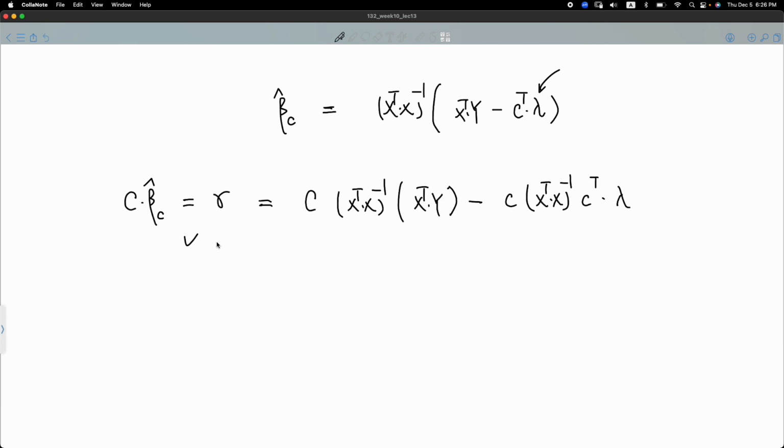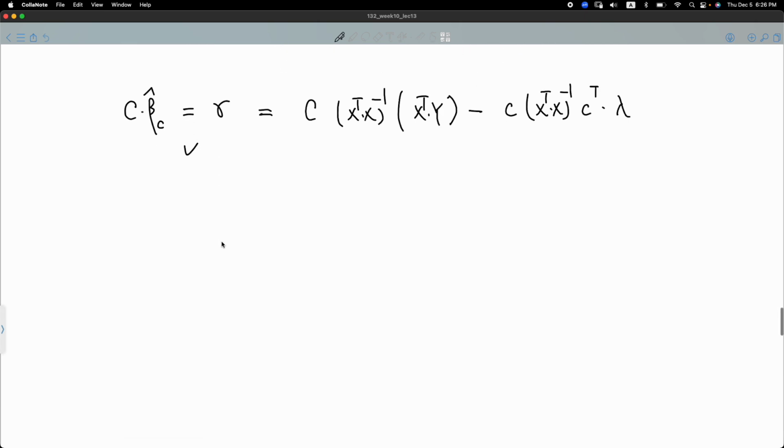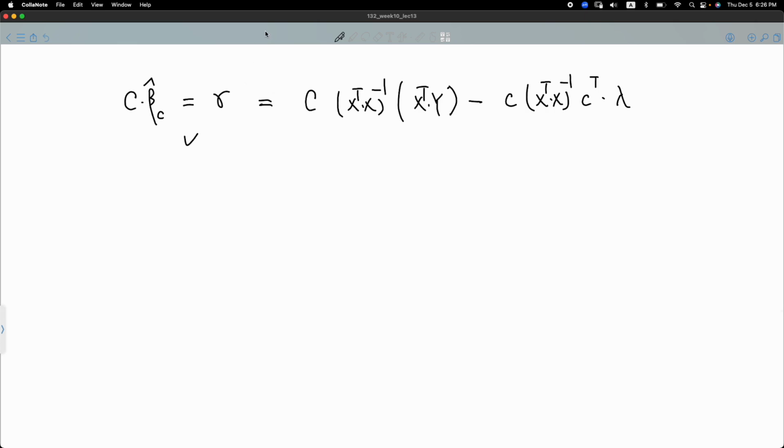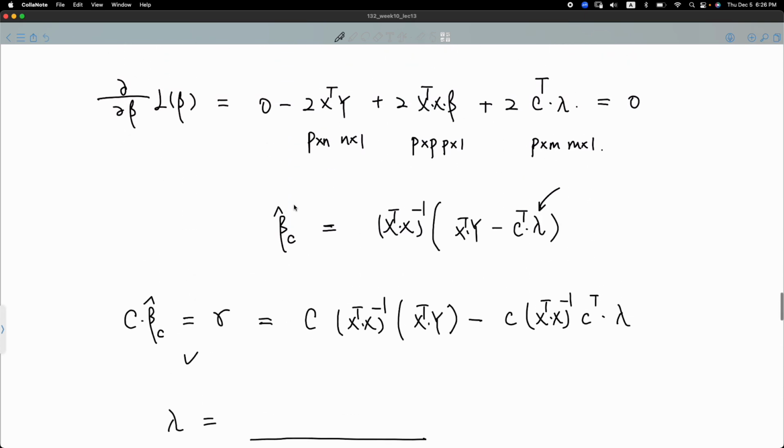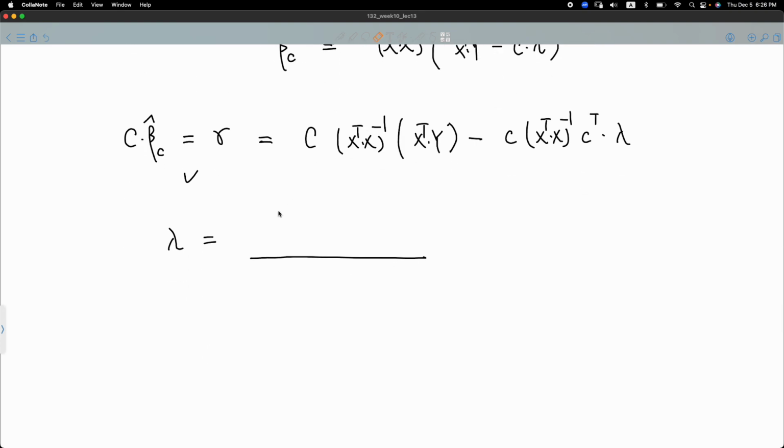Okay. So now we need to rearrange the terms, and then we just want to get lambda equal to something here. So we need to solve for this expression. And then we plug in the lambda into here, and that will give us our final expression. So that will be what we're going to do next. Okay, so now let's solve for lambda from this expression here.